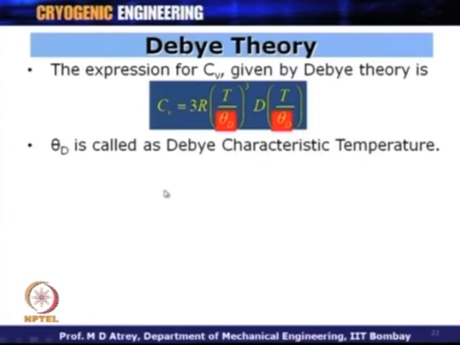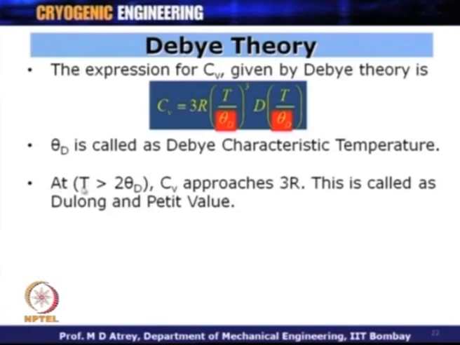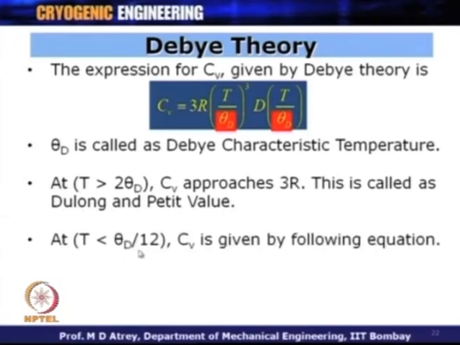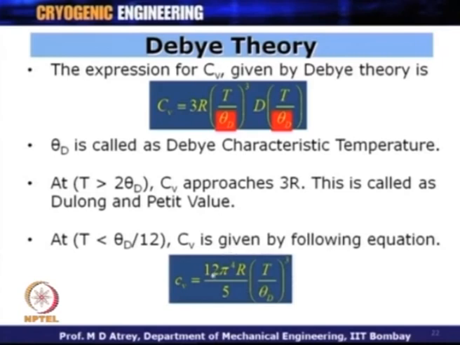for every material. Also, we know from earlier lecture that at the temperature which is more than 2 times theta d, Cv approaches 3R value, which is this coefficient over here. This is called as Dulong and Pettit value, alright. And at very low temperature, that is T less than theta d by 12, Cv is given by the following equation. Now, we see the problems based on both these extreme cases.